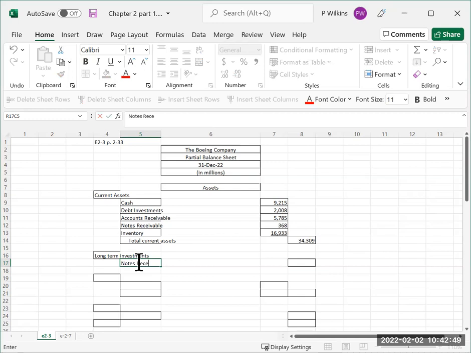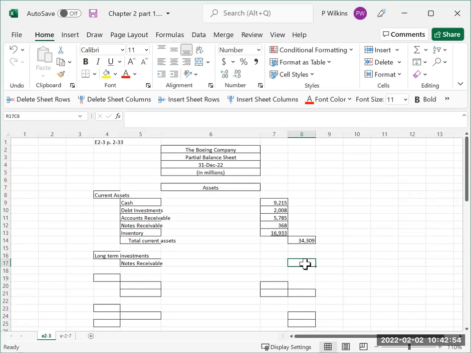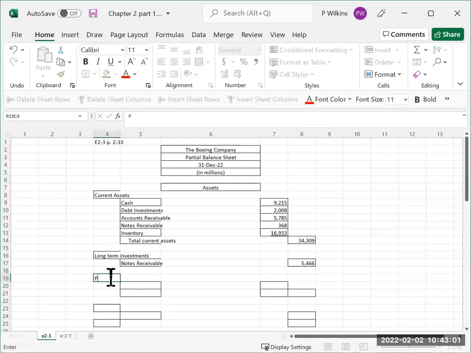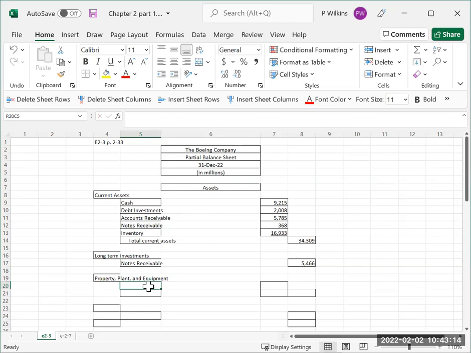So notes receivable. The amount of that one is 5,466. Then we're going to go to the next section, which is the PPE, or the property, plant, and equipment. Property, plant, and equipment. And under the property, plant, and equipment, we see we have buildings. That would be plant, would be buildings. We're going to list buildings.